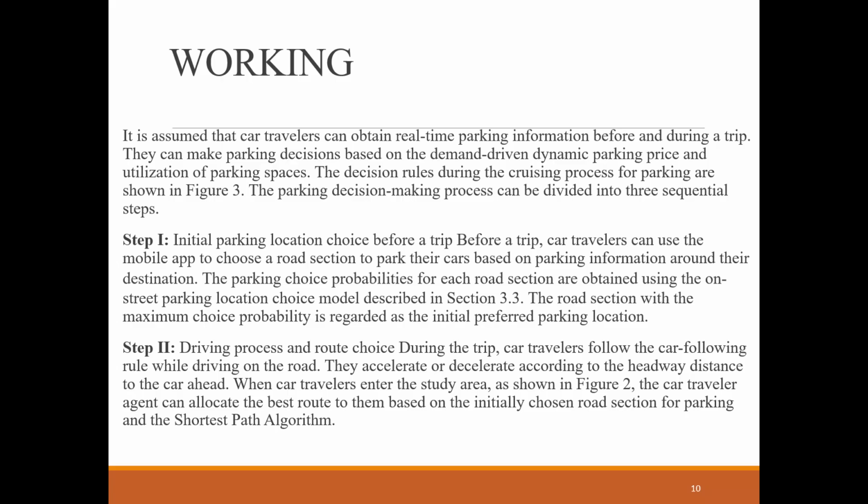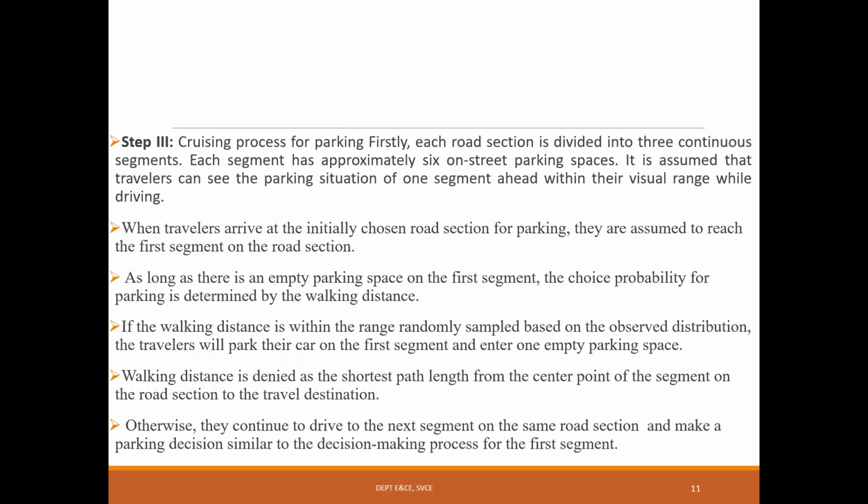The driving process and the route choice during the trip: the car traveler follows the car-following rule while driving on the road. They accelerate or decelerate according to the headway distance to the car ahead. When the car traveler enters the study area as shown, the car traveler agent can allocate the best route to them based on the initially chosen road section for parking and the shortest path algorithm. Next is step 3.